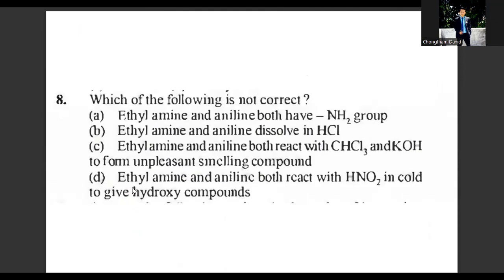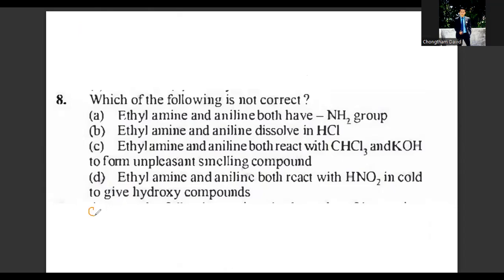Question number 8. Which of the following is not correct? You're given different types of statements. Ethylamine and aniline have both NH2 group. Ethylamine and aniline dissolve in HCl. Ethylamine and aniline both react with chloroform and potassium hydroxide giving a foul-smelling compound. Ethylamine and aniline both react with nitrous acid in cold condition to give hydroxy compounds. So nitrous acid reacts differently with aliphatic and aromatic amines in cold condition. So the behavior is different.